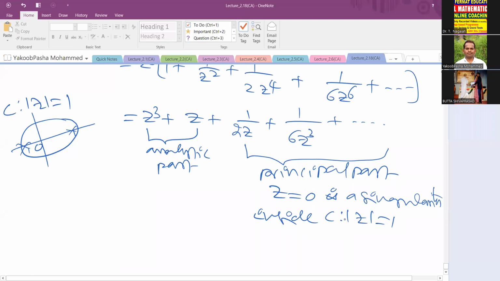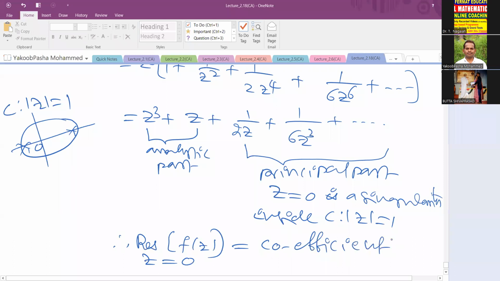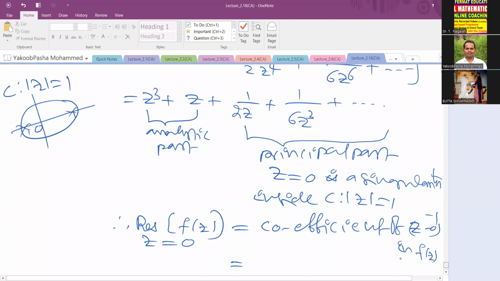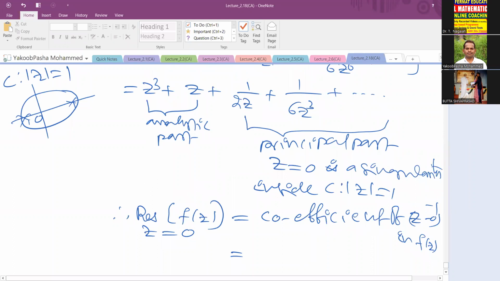So we can calculate the residue of the function f of z at z equal to 0. By the basic definition, it is the coefficient of (z minus 0) to the power of minus 1 in the expansion of f of z. That is z power minus 1, that is 1 by z, and the coefficient is 1 by 2. So this is equal to 1 by 2.